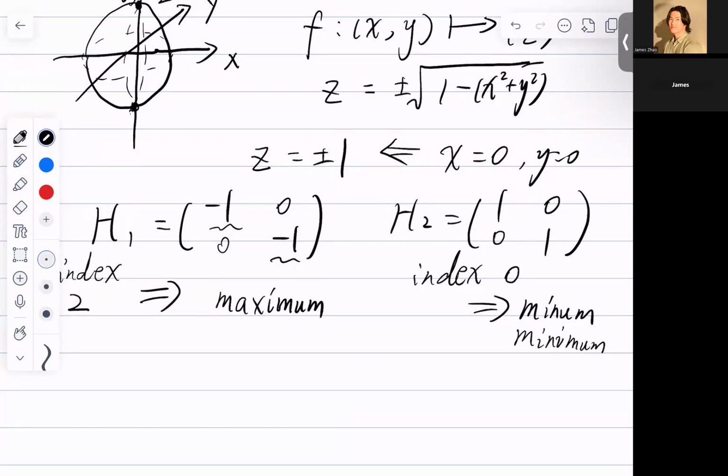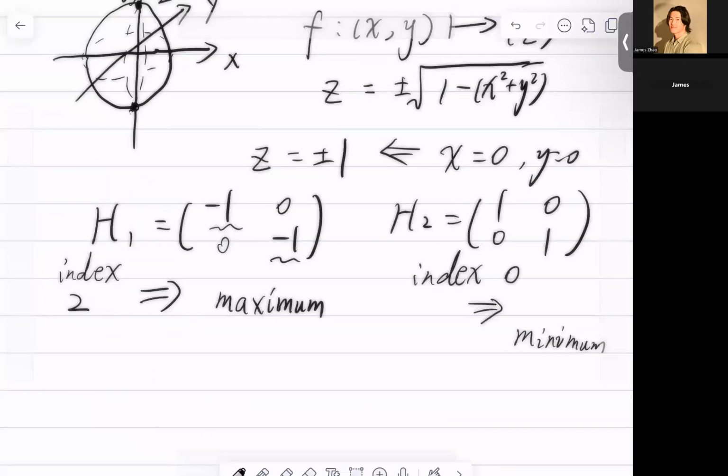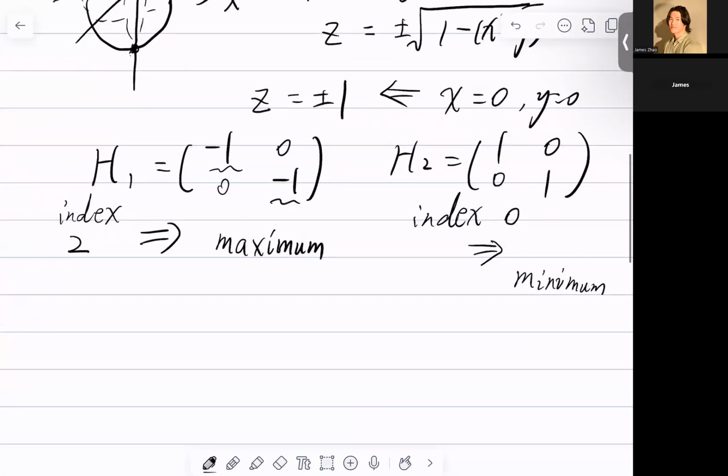All right, let me erase this. For some reason, I can't drag it down. Let's see. All right, I declare you to go down. Okay, there you go.